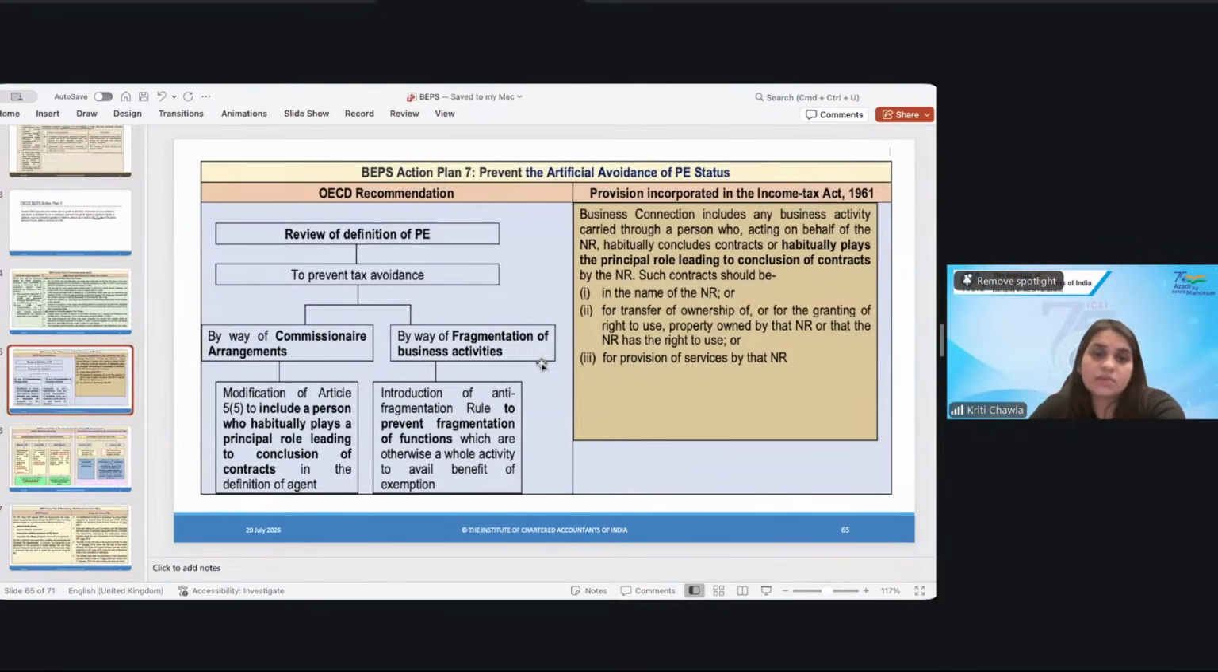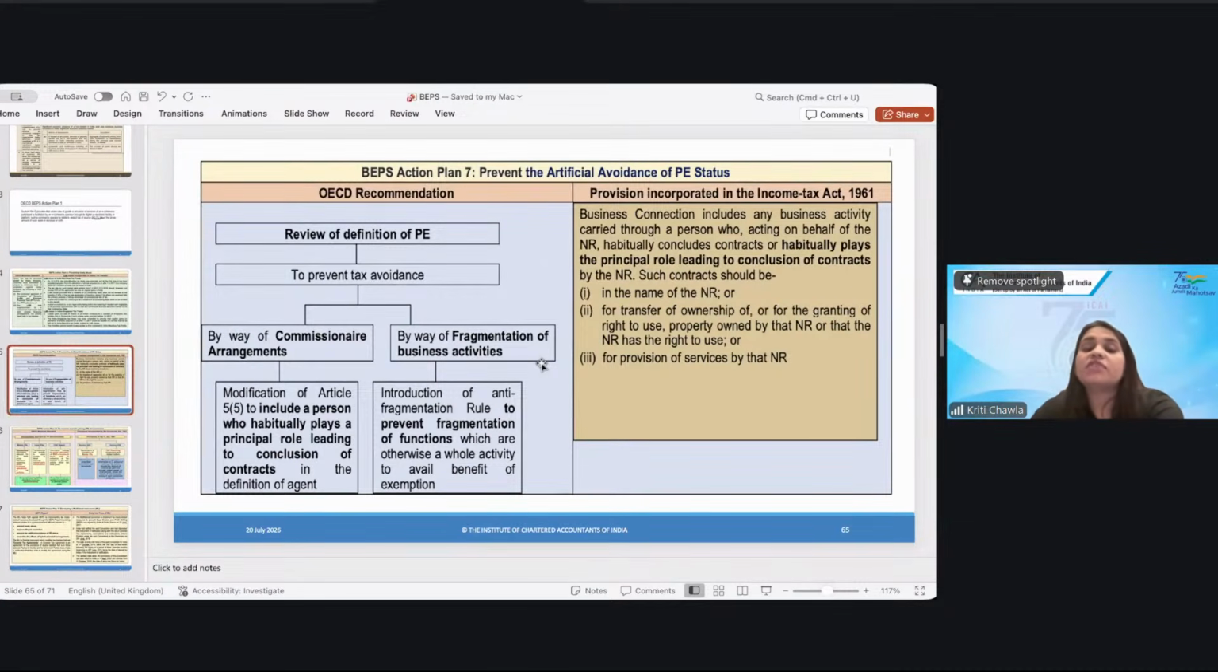So what they did was they said that you should introduce something called a commissionaire arrangement. You should modify Article 5.5 to include a person who habitually plays a principal role leading to the conclusion of contracts in the definition of agents. Remember, we were discussing Article 5.5, which talked about agency permanent establishment. So that is where they said that you should include this particular thing.